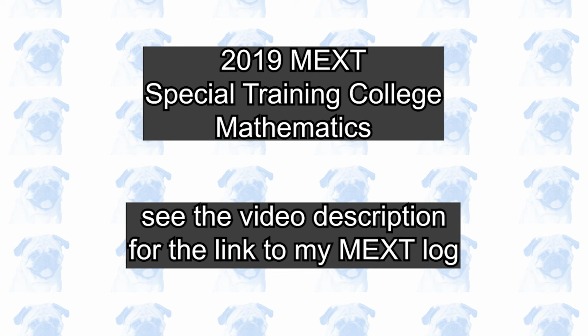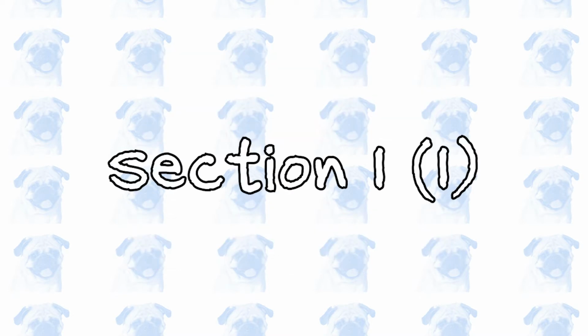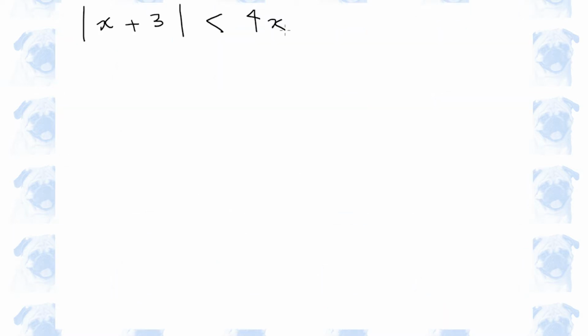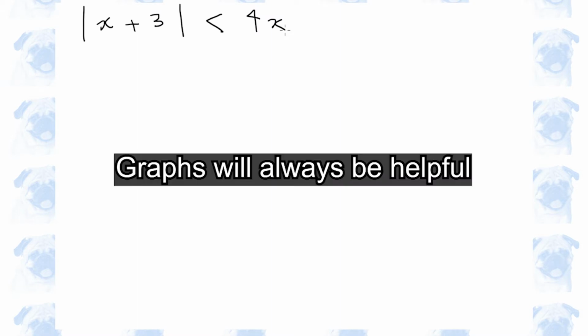This is the 2019 MEXT Special Training College Mathematics paper. Section 1, Number 1. We have an inequality with an absolute value. So let's first of all try to visualize what is happening in this question.